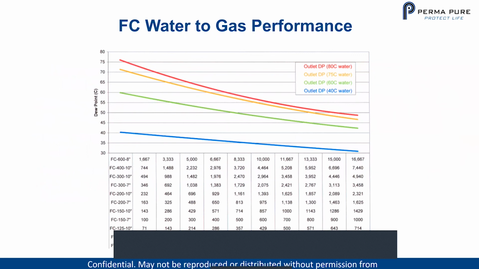And here's your water to gas performance chart, which looks very similar to the MH. It's based on the same concept. Let's look at our top line, the FC 600 8-inch, at 5,000 liters per minute, the third number over. You can see with 80-degree water, you can get to a dew point of roughly 64.